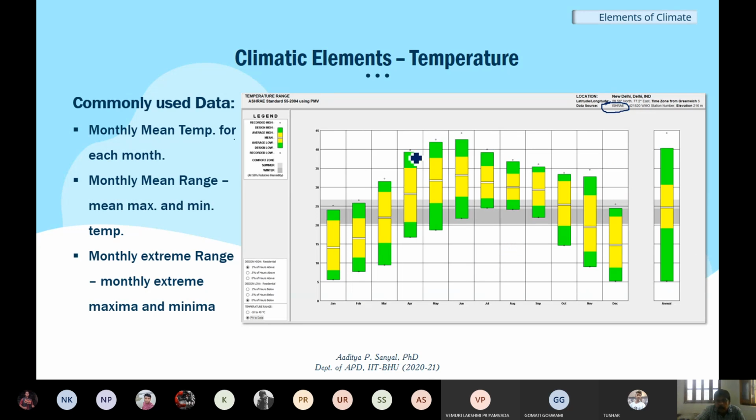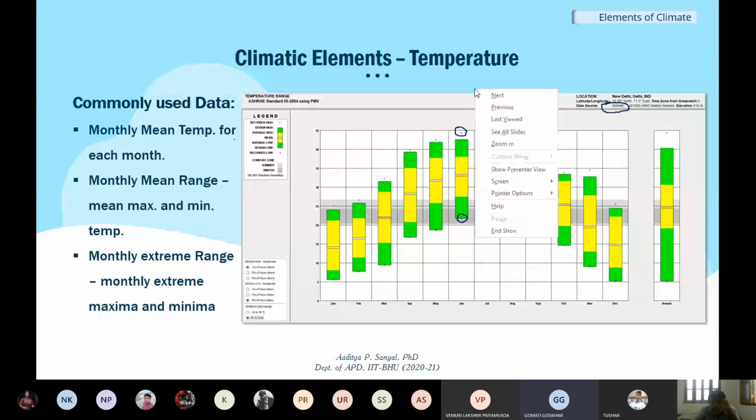Now, what you see here, is the screen visible to everyone? Can you see these dots up at the top? Yes, sir. Are they dots or numbers? Yes, sir. The numbers are not that much visible probably.